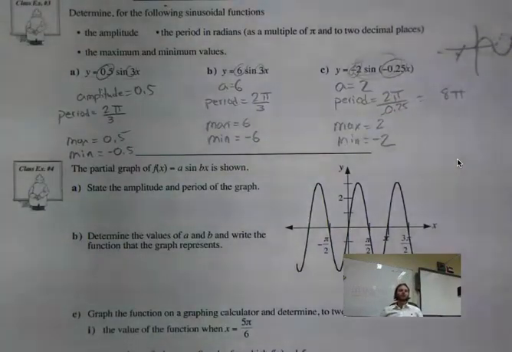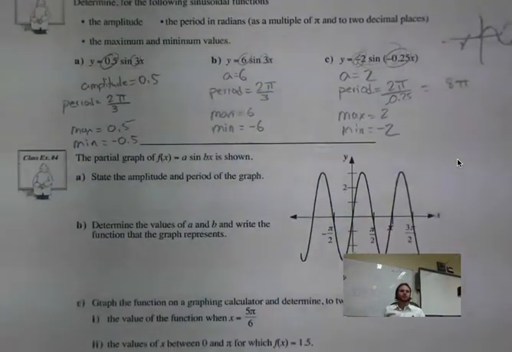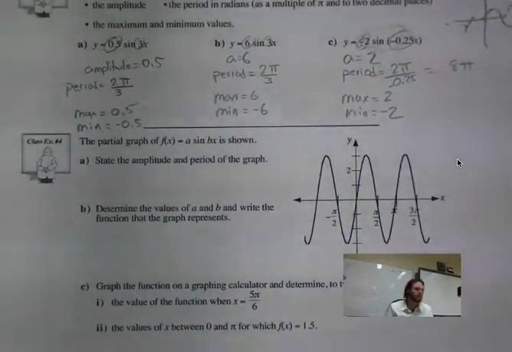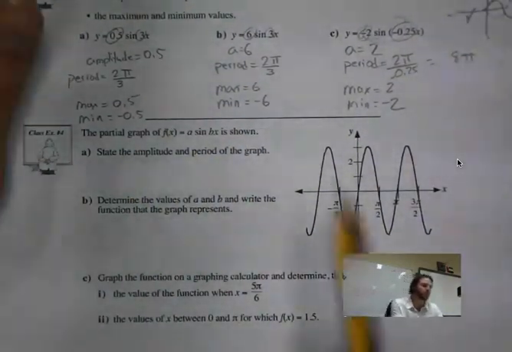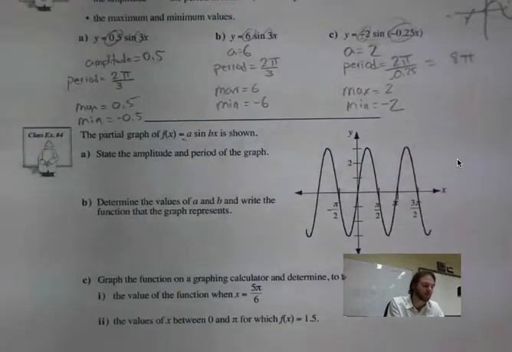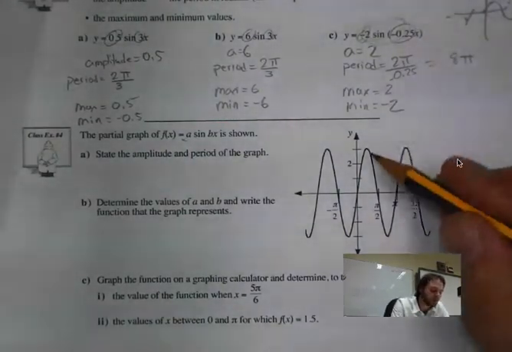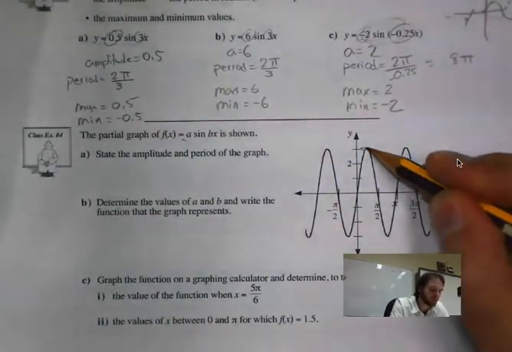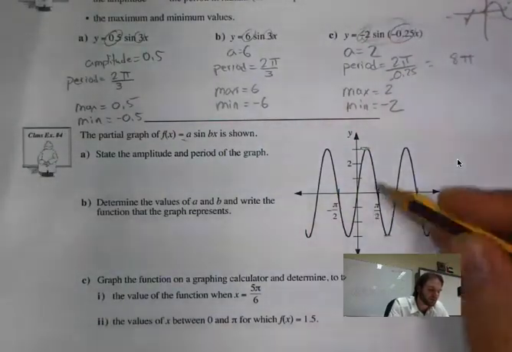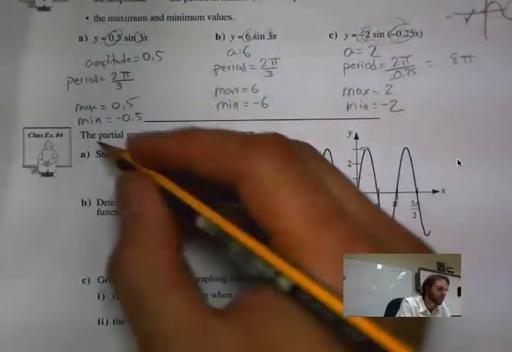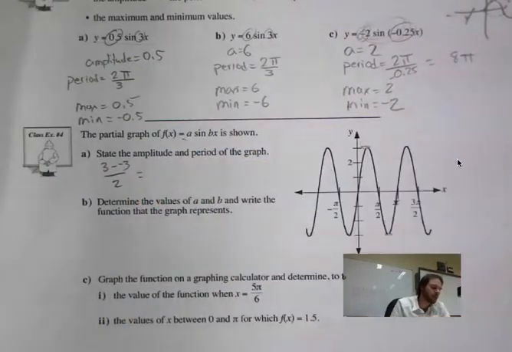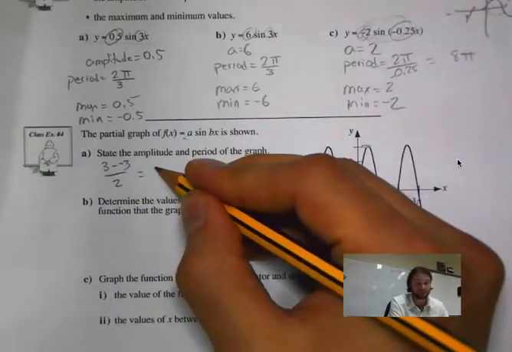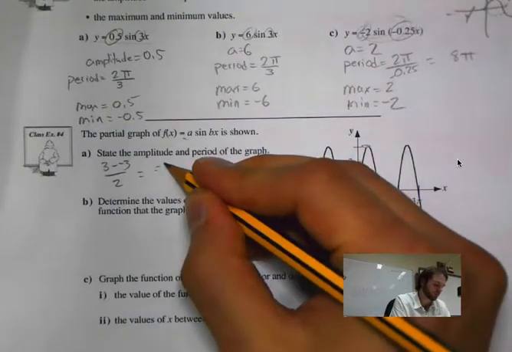So let's take a look here at example 4. We have our graph here, and it says state the amplitude and period. So we know there's an amplitude and a period. First of all, let's find my amplitude. For my amplitude, I look at my max and my min. Well, we have positive 3 and negative 3. So it's 3 minus negative 3 divided by 2. So my amplitude is equal to 6 divided by 2, which is equal to 3.